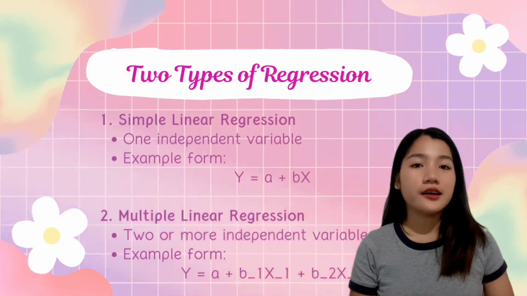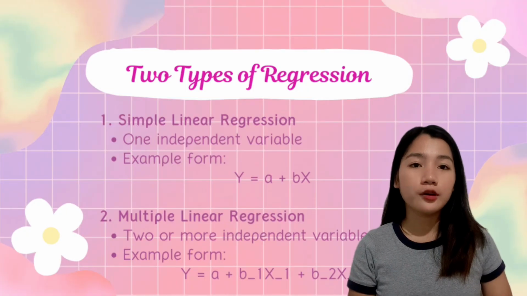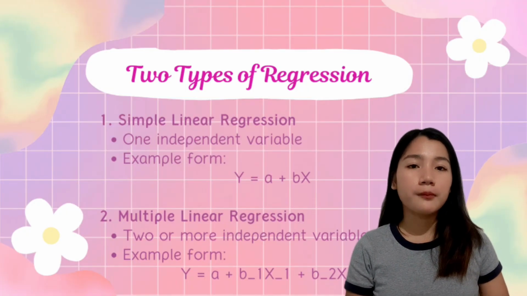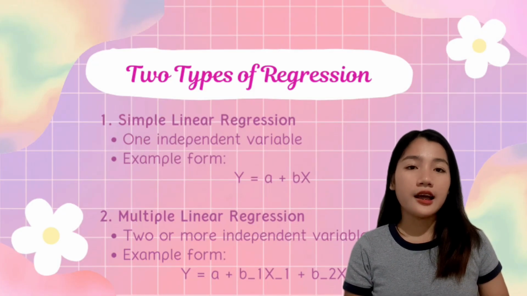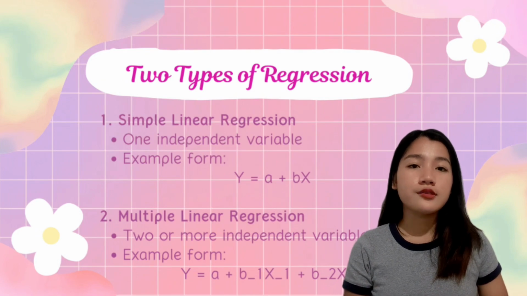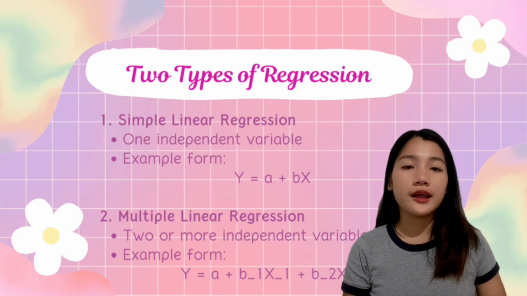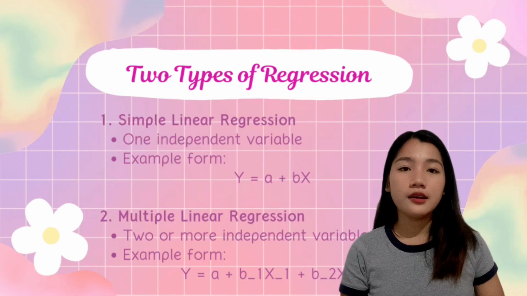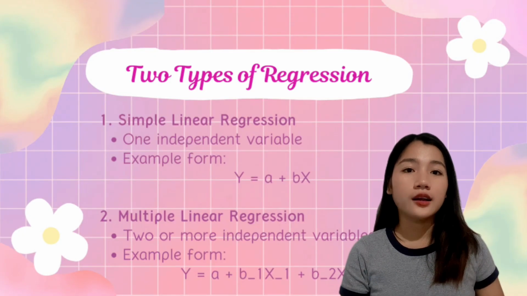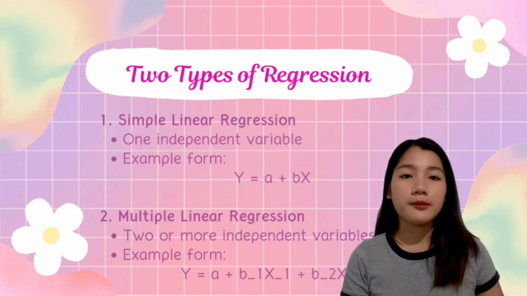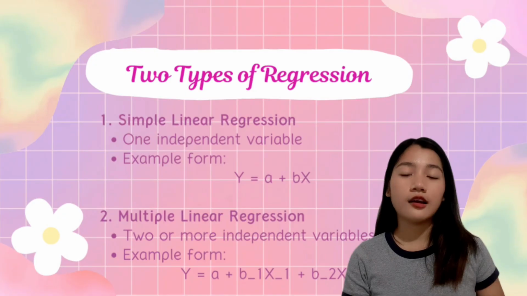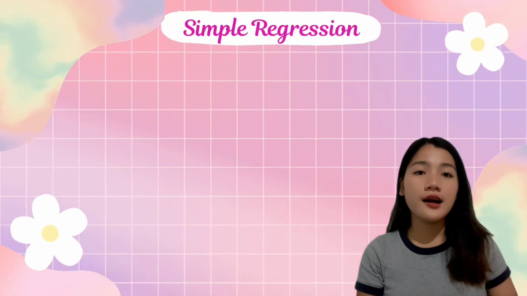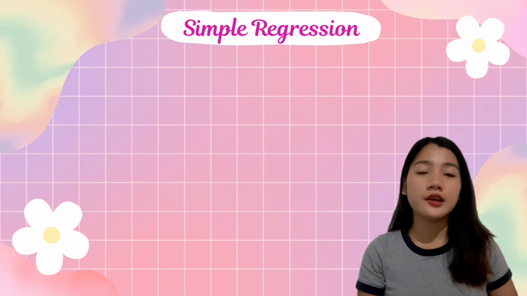There are two main types of regression analysis. First, simple linear regression. It uses one independent variable to predict a dependent variable. For example, sales equals A plus B times advertising. Second type is the multiple linear regression. It uses two or more independent variables to predict a dependent variable. For example, sales equals A plus B1 times advertising plus B2 times price. The goal is to find the best fitting line or equation that minimizes the errors between the predicted and actual values.